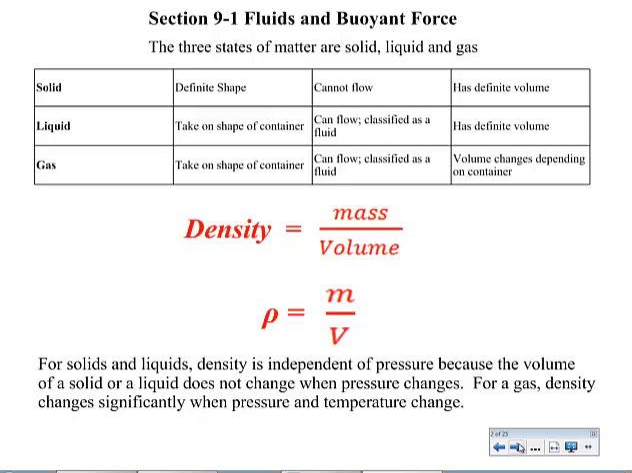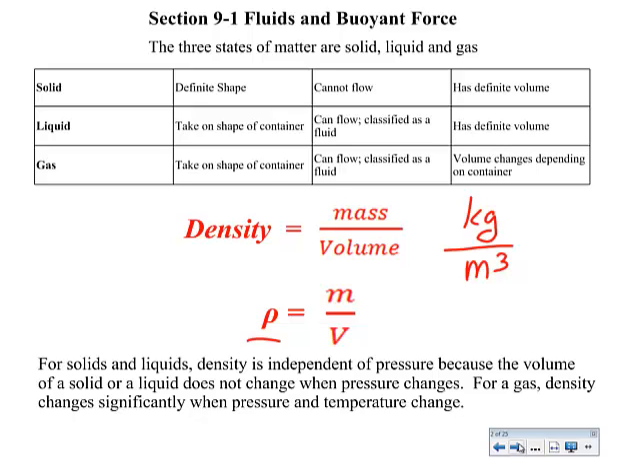For all three of these states of matter, we can compute density, and density is just mass divided by volume, where mass is in kilograms and volume is in cubic meters. The symbol for density is the Greek letter rho. This is a lowercase rho.